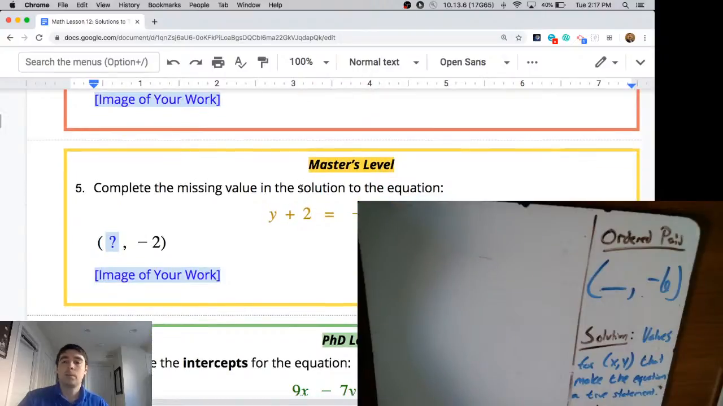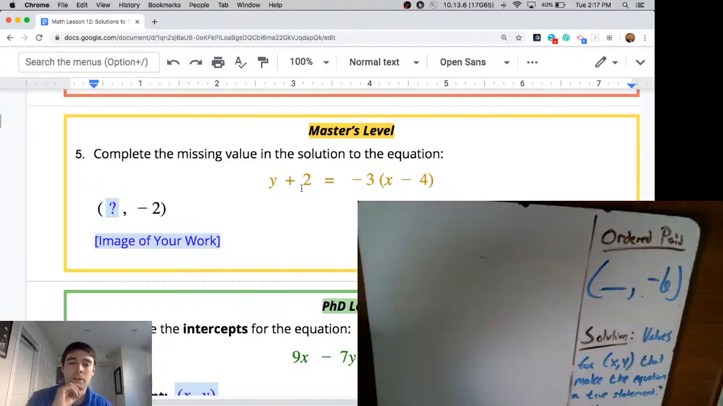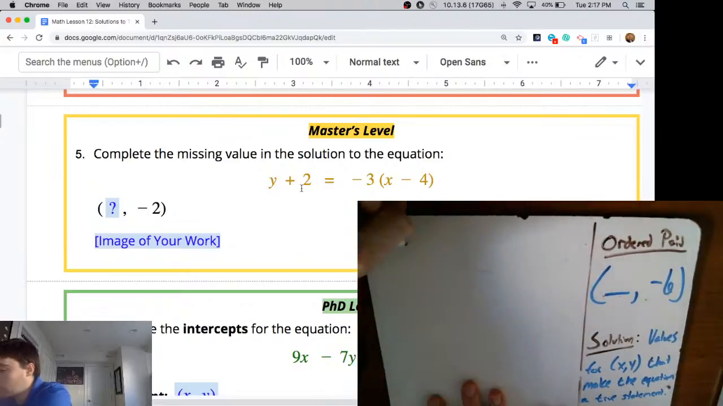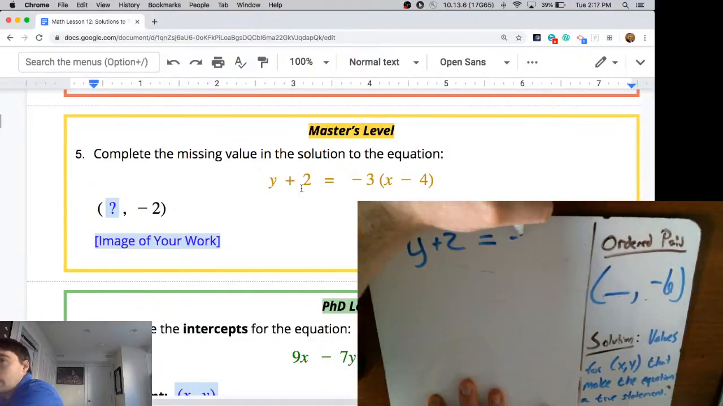Alright, here's number 5. Number 5 is very similar. It's also what you're going to see in that second Khan Academy assignment this week. It's going to say complete the missing value in the solution to the equation. Here the equation's a little more complicated. I'll write it on my whiteboard. They say y plus 2 needs to be equal to negative 3 times x minus 4.